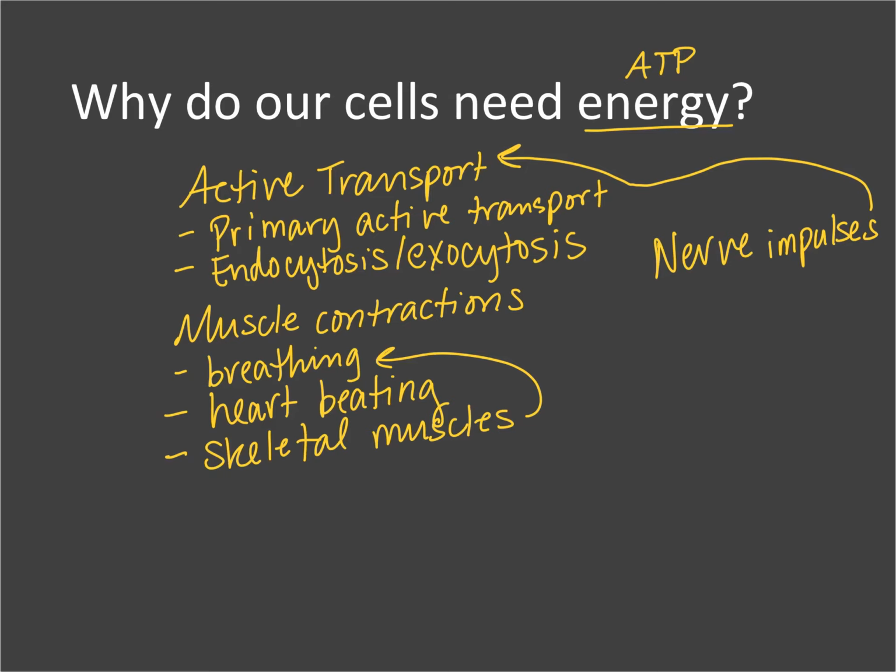Now, we could go on and on. There are a lot of reasons why cells need ATP. Oh, one more I want to mention are things like anabolic reactions. So remember, anabolic reactions are ones where we take some smaller molecules and we bond them together to make bigger molecules. And so, like I said, these are just some of the examples of reasons why cells need energy in the form of this ATP molecule.